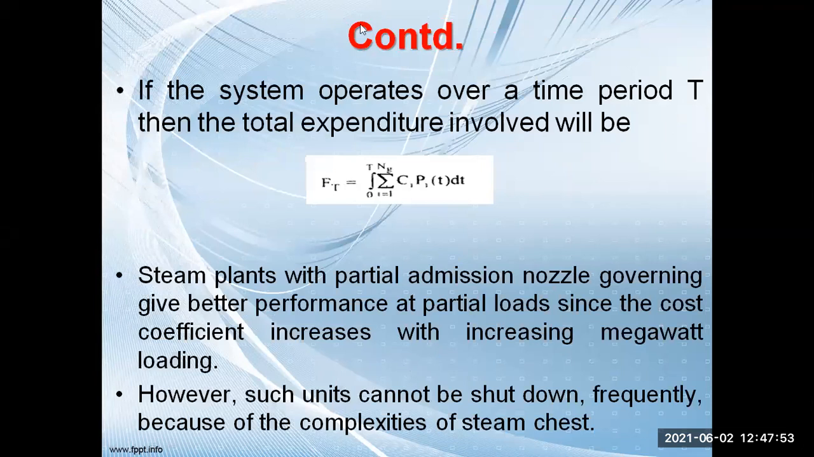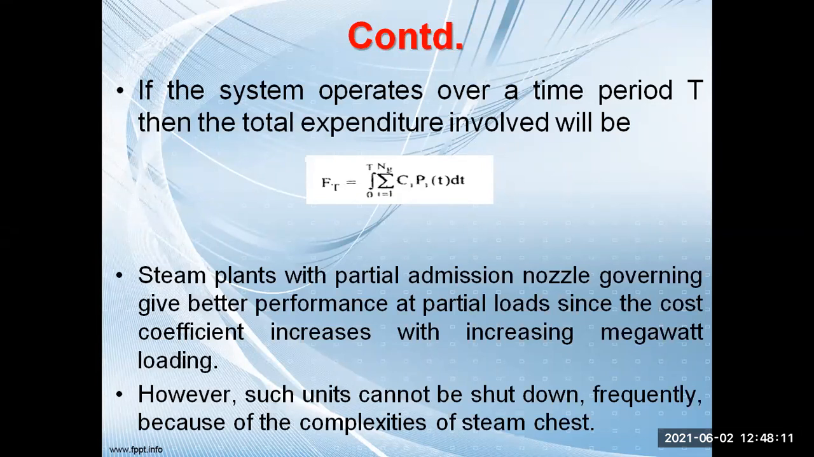So if the system operates over a time period T, then the total expenses will be, you have to integrate between 0 to T, that is the whole time period. You have to integrate that. So 0 to T, summation of i equal to 1 to ng, Ci Pi into dt.